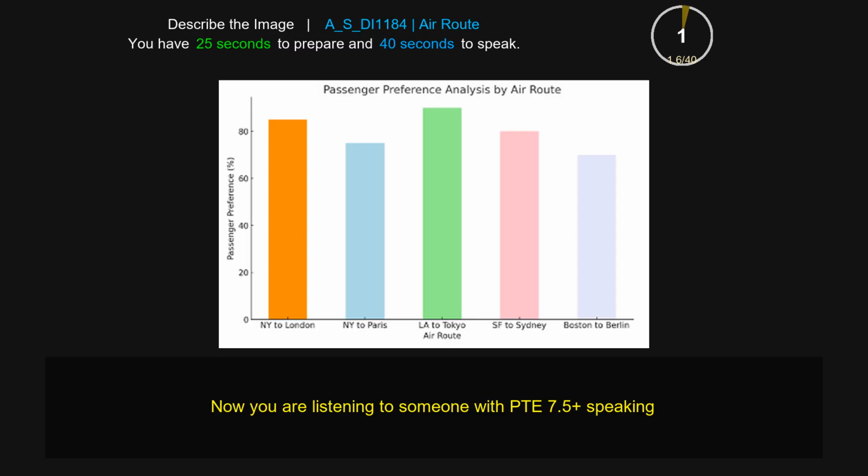The given picture is a bar graph which gives information about passenger preference analysis by air route. The major elements in the picture are passenger preference in percentage and air route. Firstly, it gives information about NY to Paris whose value is 70. Similarly, the value of SF to Sydney is 80. Moreover, important information about LA to Tokyo air route, NY to London, Boston to Berlin can be seen. Furthermore, the highest element, LA to Tokyo air route, is 90, and the lowest element, Boston to Berlin, has a value of 70.